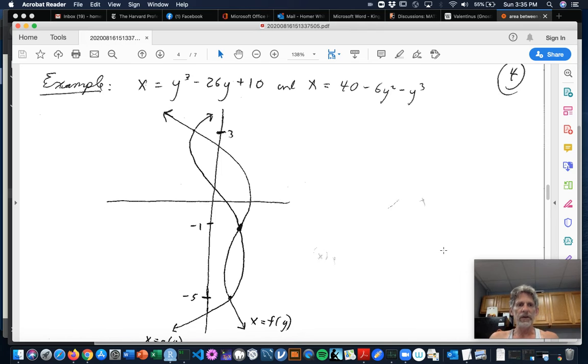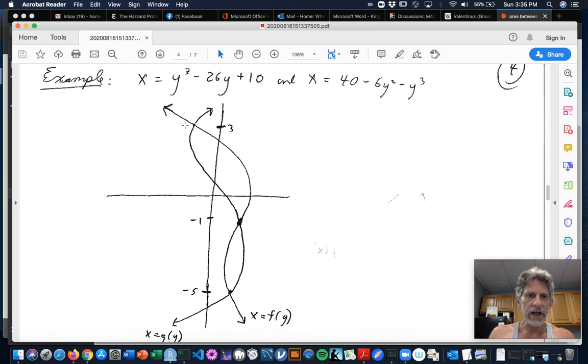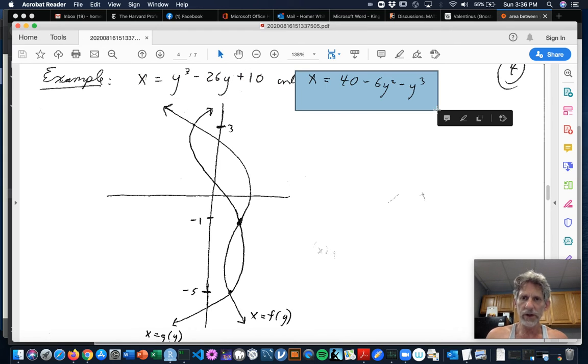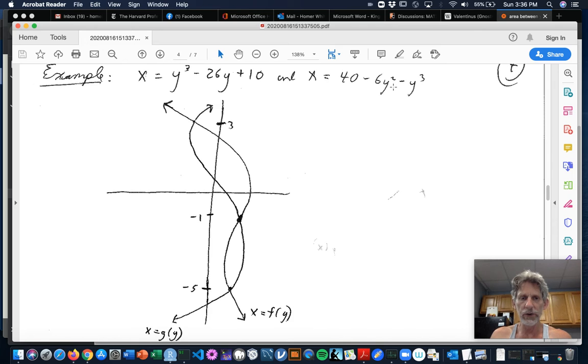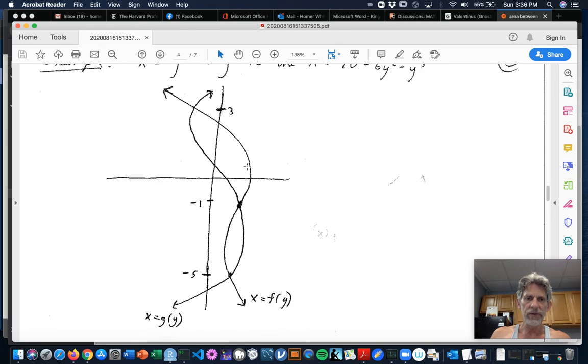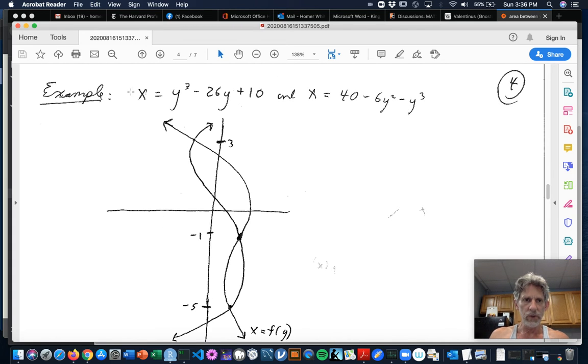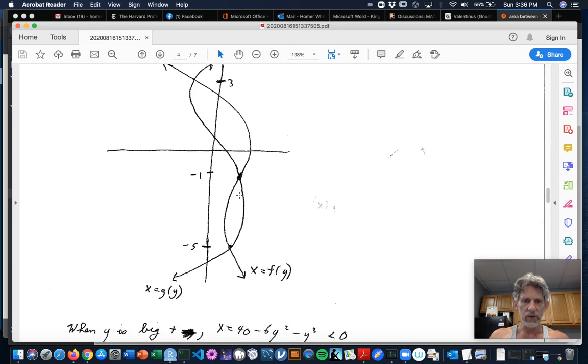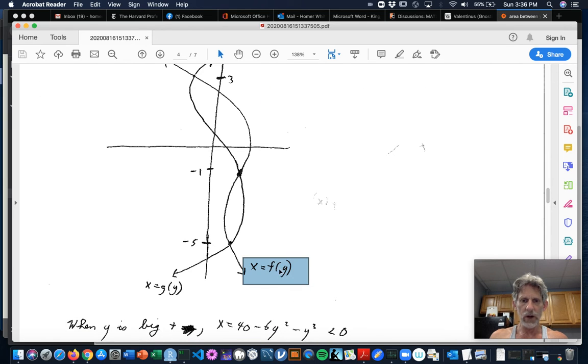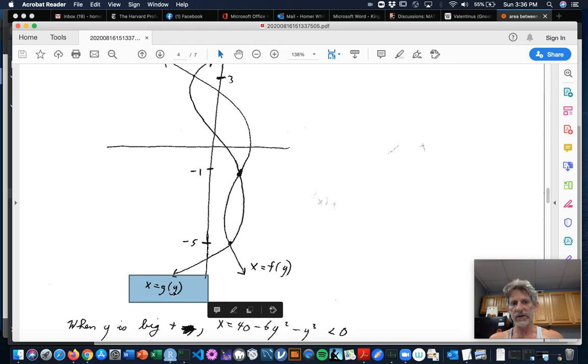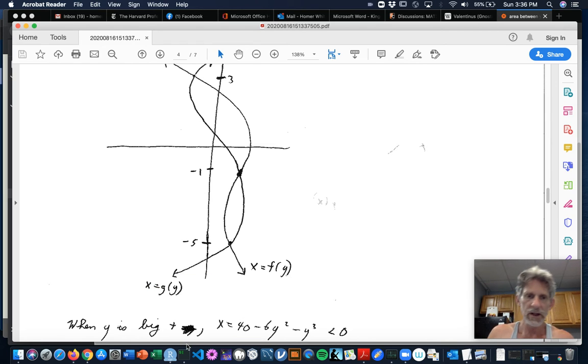So here's an example. Say you've got this curve x is y cubed minus 26y plus 10, and this curve x is 40 minus 6y squared minus y cubed. The graphs of these curves are shown below, but they're not telling you which one is which. Like this one here, is it the graph of x is f of y, or is it the graph of x is g of y?